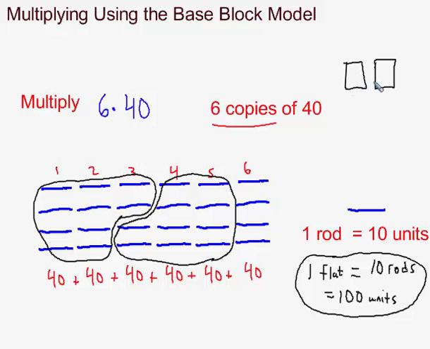If you did that, you'd have 2 flats, and you'd still be left with 4 rods. So 2 flats would represent 200 units. So I'll put a 2 in the hundreds place, and then the 4 rods remaining would represent 40 units. So in this way, I've shown that 6 multiplied by 40 gives you 240 units. But you may be looking at a problem where one or both of these numbers are negative. So continue watching the video for me to show how you would do those.